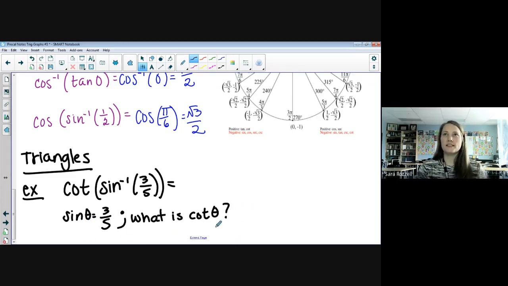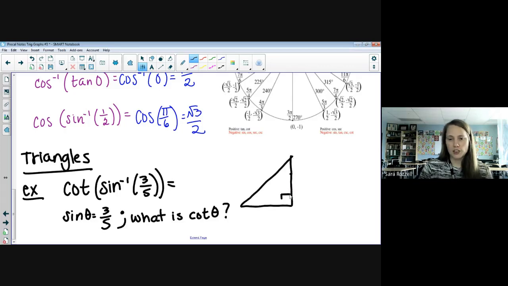Do problems like this seem familiar? They should be. You did them last week on your test. But sine is 3/5. What is cotangent? So for this, we're going to draw a triangle, do Pythagorean theorem, and la-ti-da. It's just the notation I wanted you guys to be familiar with.